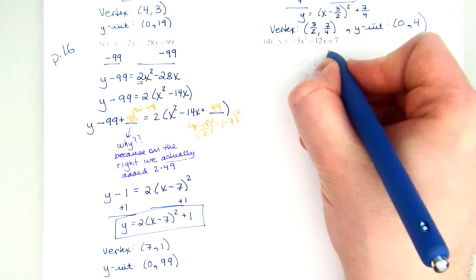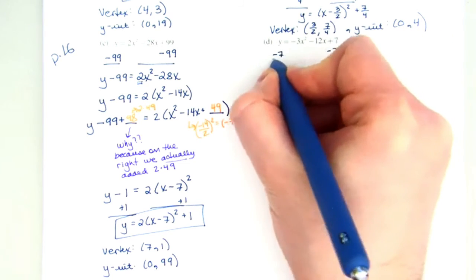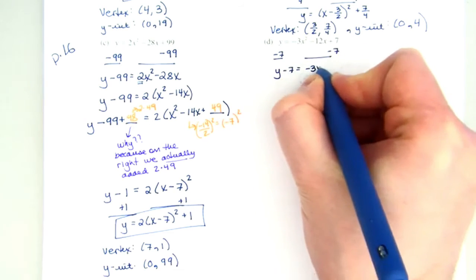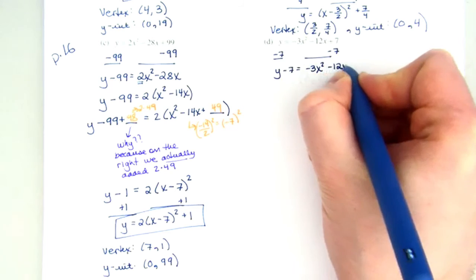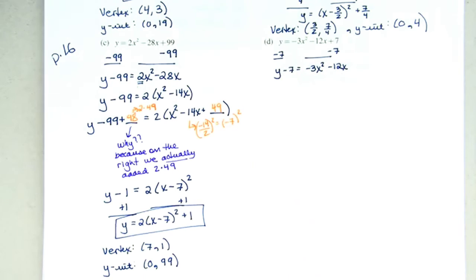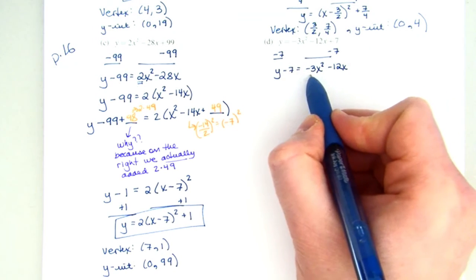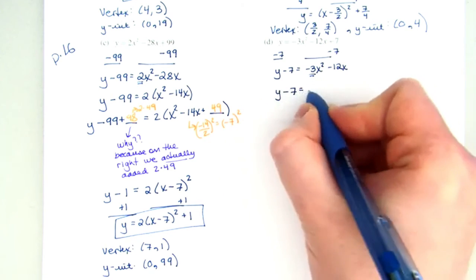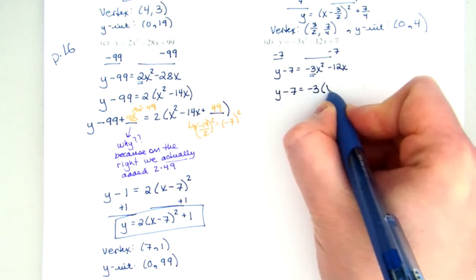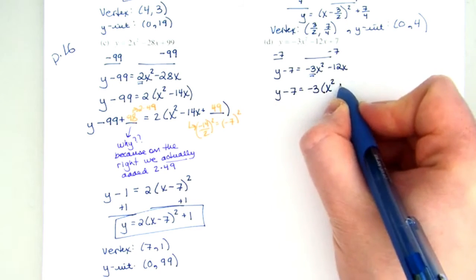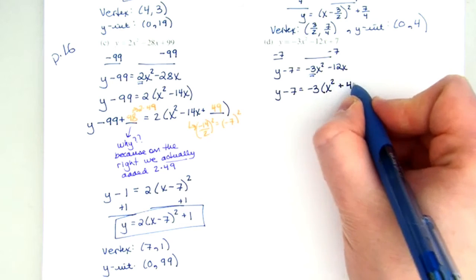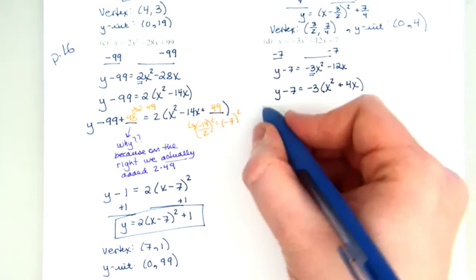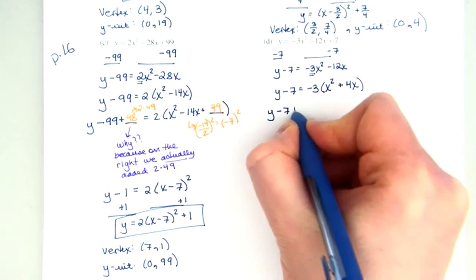Letter D. I'm going to start by getting the x's on one side, so subtract the 7 from both sides. Y minus 7 equals negative 3x squared minus 12x. I'm going to factor out the a value, the negative 3. Remember, not the GCF, just the a. So I'm going to take a negative 3 out front. I want x squared. That's going to become a plus 4x. Okay, time to actually complete the square.